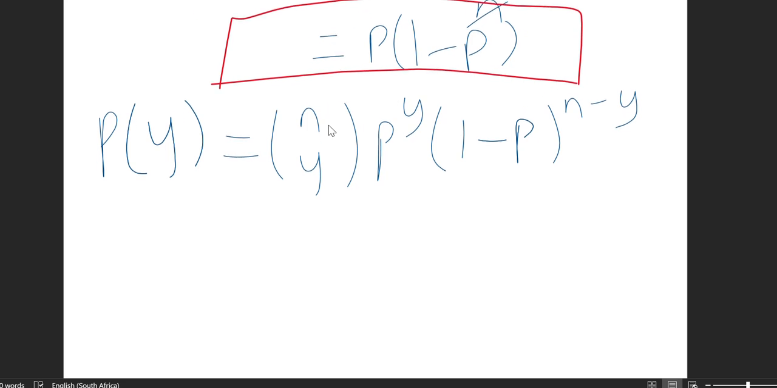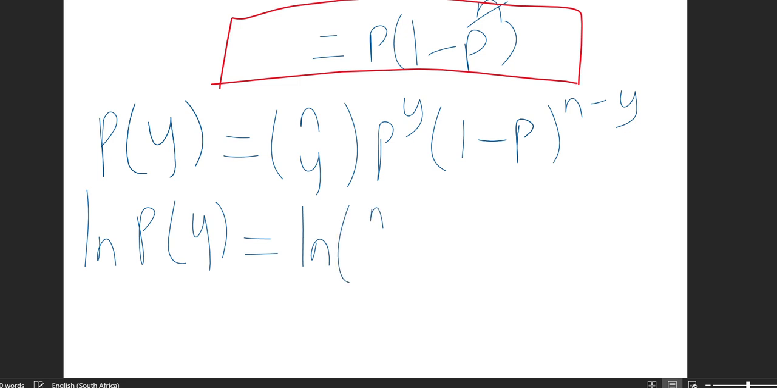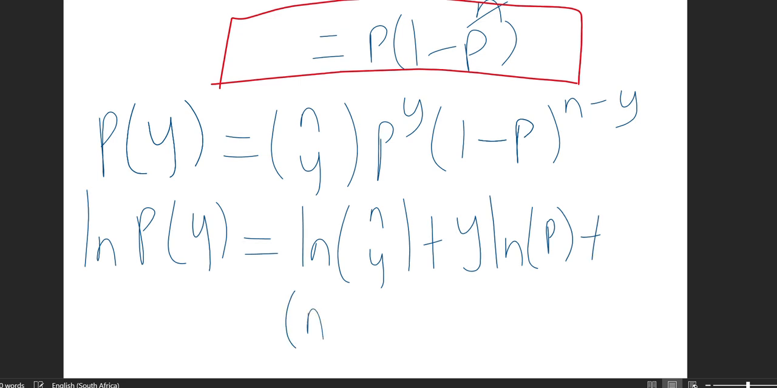So we are going to take the logarithm of this, which will be the ln of n choose y, which is not quite important, plus y ln p, plus n minus y times ln of 1 minus p.